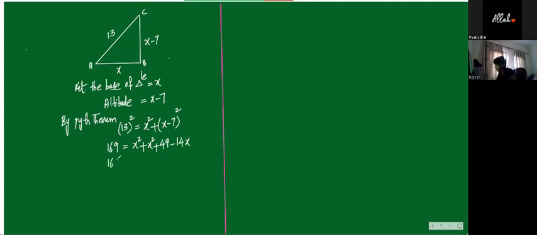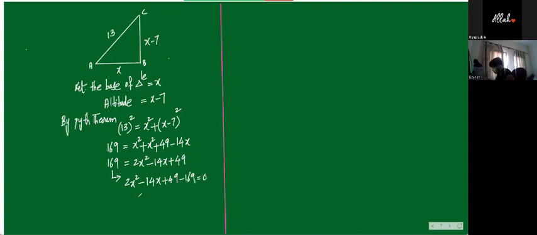This 169 is equal to x plus x, that is 2x square. It's a minus 14x plus 49. Okay, now the 169 will come here. 2x square minus 14x plus 49 minus 169 is equal to 0.